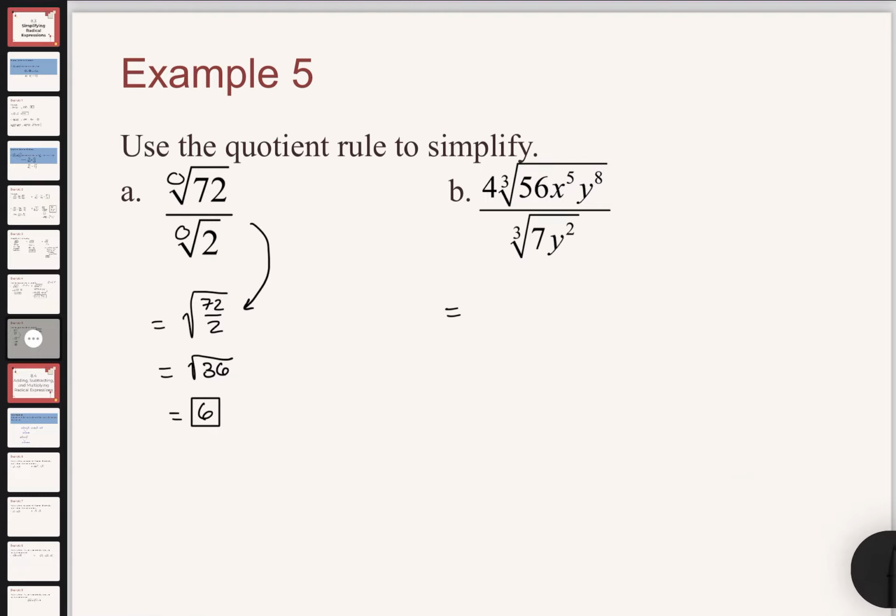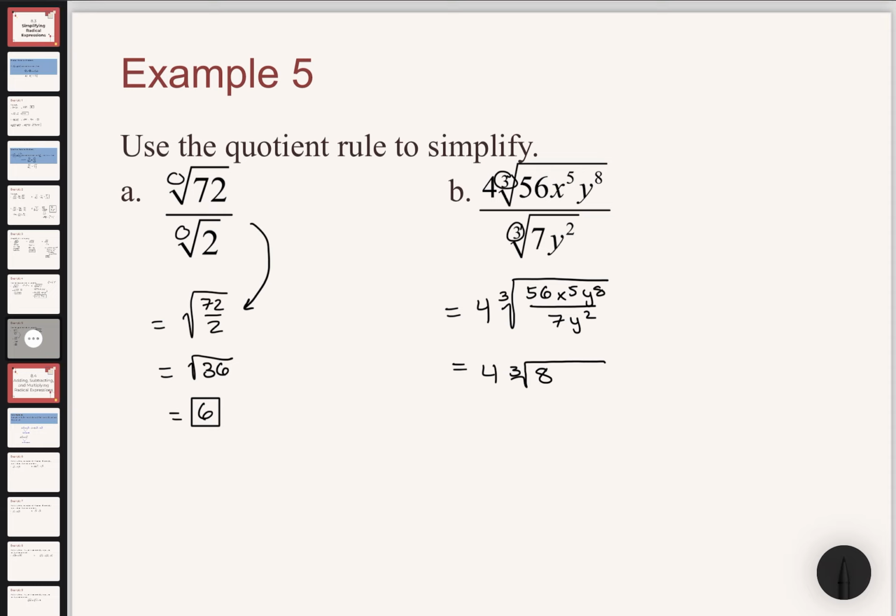Okay, so what we need to do here, I'm going to erase those. What we need to do here is divide some things. So I have 4, and then because I have a cube root here, I can combine these and say 56 x to the 5th, y to the 8th over 7y squared. You guys know how to simplify this at this point. Oh, I forgot my little cube root here. 4 cube root, well, what is 56 divided by 7? That's 8.